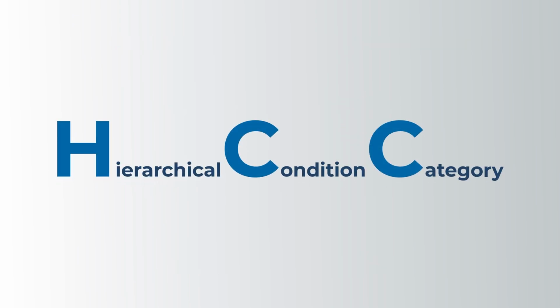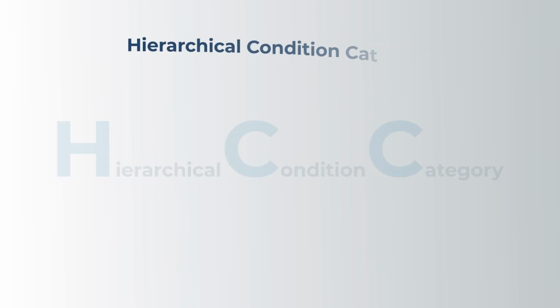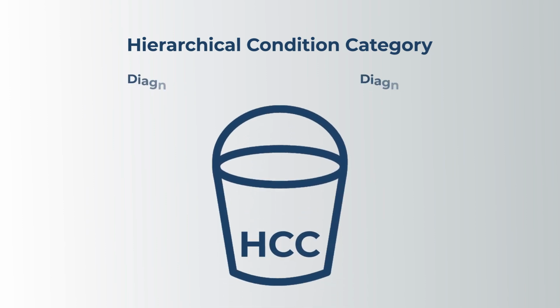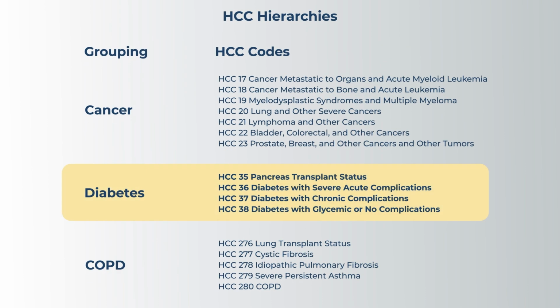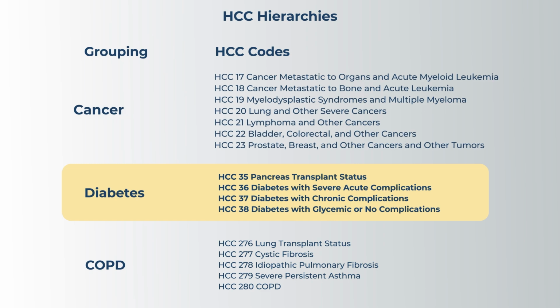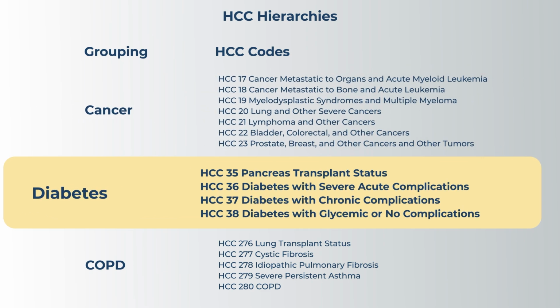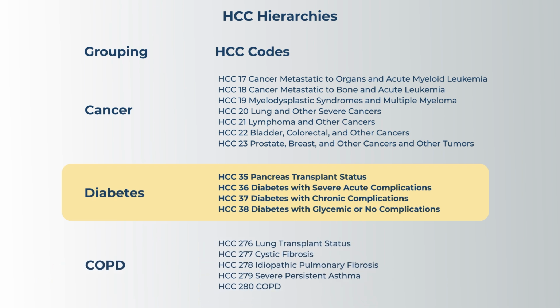HCC stands for Hierarchical Condition Category, and each HCC is a bucket that diagnoses go into. The most complex portion is the H of HCC, hierarchical. Some HCCs will override or trump other HCCs. Medicare groups related HCCs with similar diagnoses of differing severity into their own hierarchy. Cancer, diabetes, COPD, substance use disorder, and psychiatric disorders are some of the diagnosis groups that have a hierarchy.